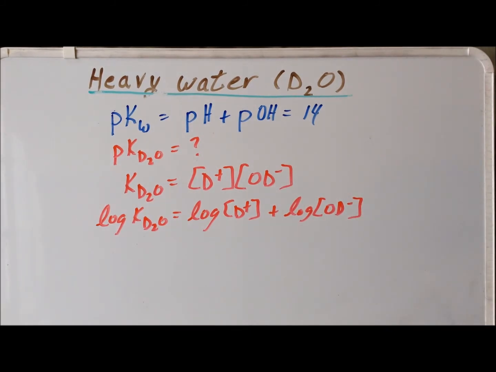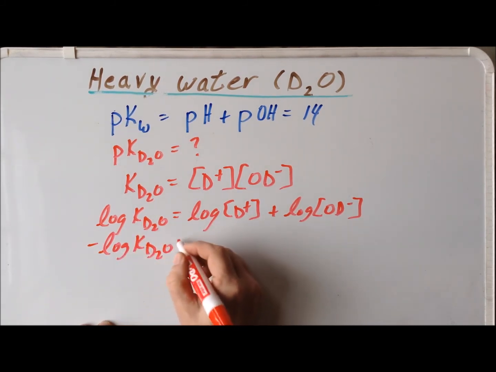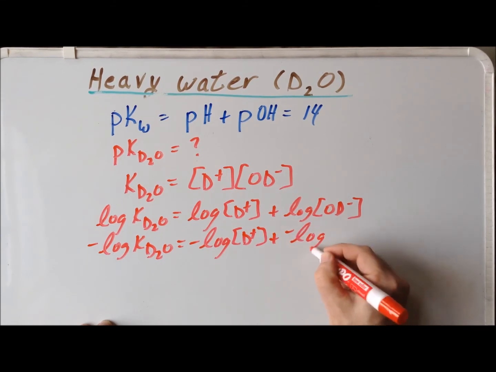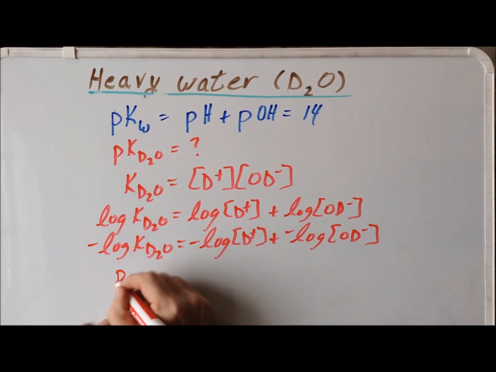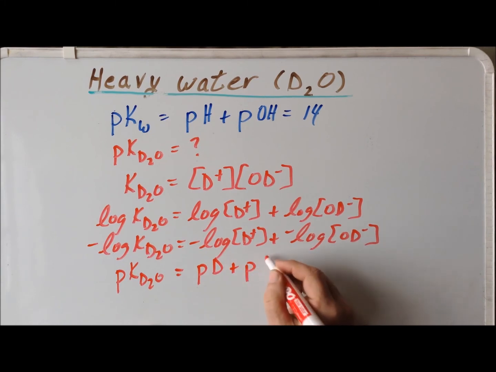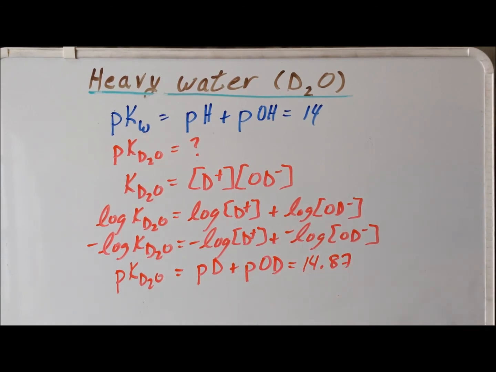In fact, the reason why logarithms were invented originally was to replace difficult multiplications by the less complicated addition. So our next step is to multiply through by minus 1. So that gives us the minus log of KD2O is equal to the minus log of D plus the negative log of OD minus. But recognize this expression, the negative log of KD2O is simply the pKD2O. The negative log of D plus is the pD, and the negative log of OD minus is the pOD. And we notice if we add these together, the total is 14.87.